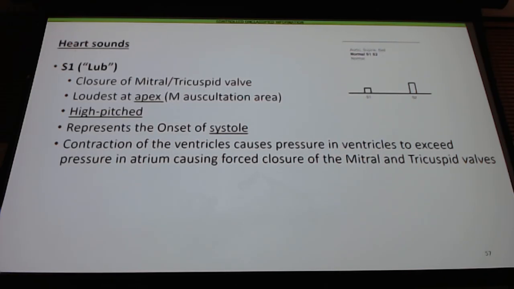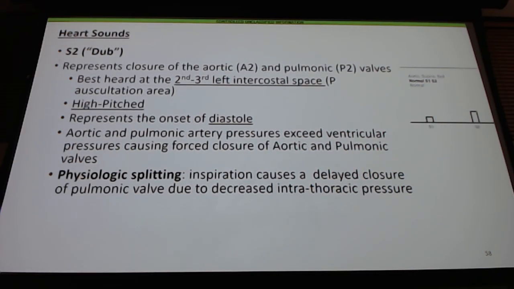Then we talked about the normal heart sounds. So S1 represents the closure of the mitral and the tricuspid valve. It is a high-pitched frequency, and this represents the onset of systole. We talked about S2, or the dub, which is the onset of diastole, and this is also high-pitched, and it represents the closure of the aortic and the pulmonic valve.